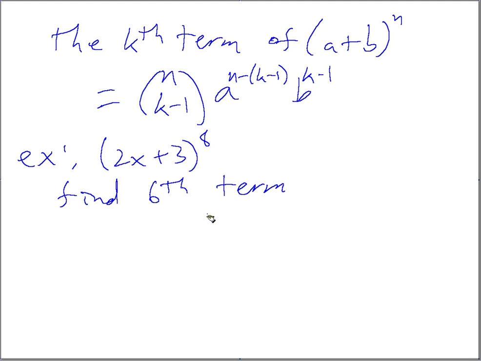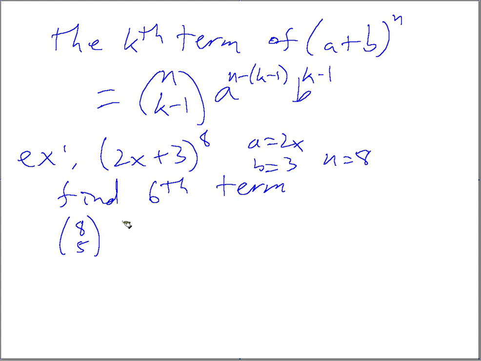So therefore, this is going to be what? My a again is 2x. My b is 3. My n is equal to 8. So it's going to be 8 choose what? Not 6. It's always one less than that. So choose 5. Can we see that? So down here should be a 5. Key concept: for the 6th term, k is 5.